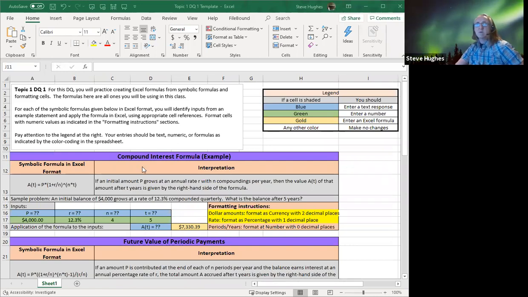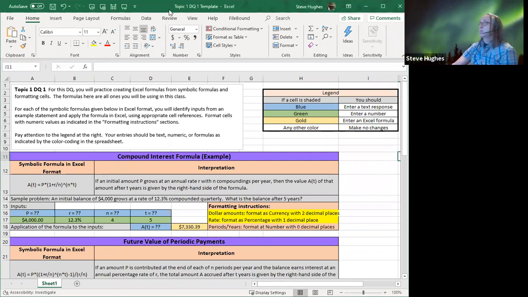Hello, class. Today, we're going to take a few minutes here to go over the template for topic 1, DQ1. All right, just a couple things we want to notice as we get started here.